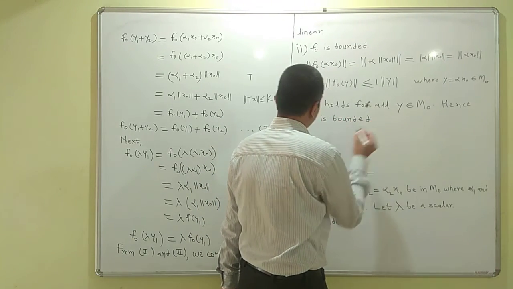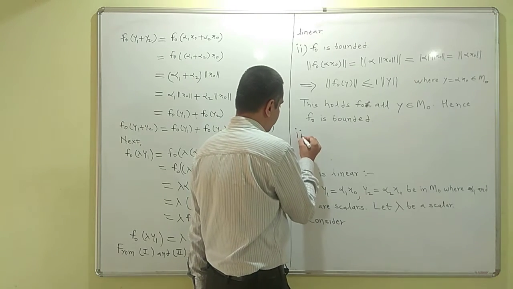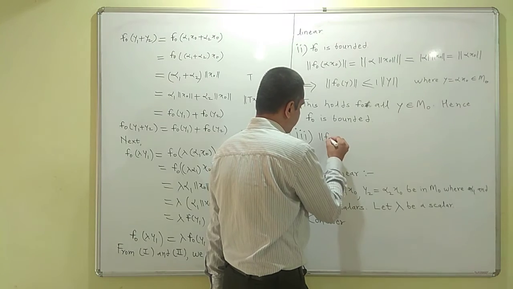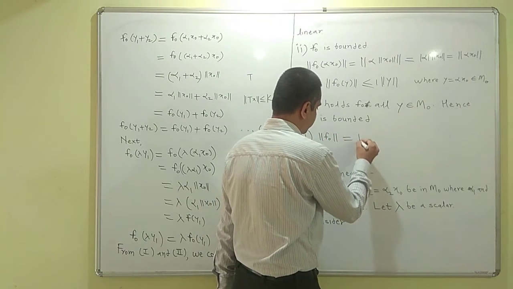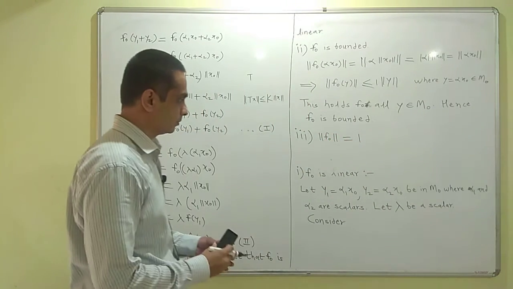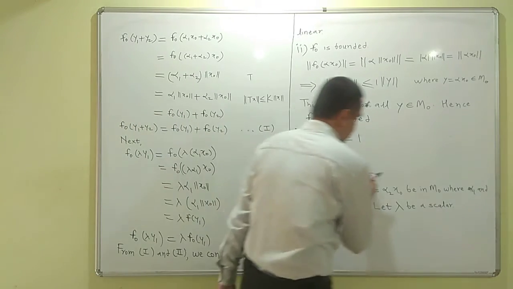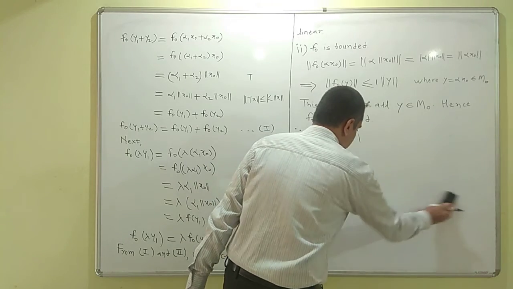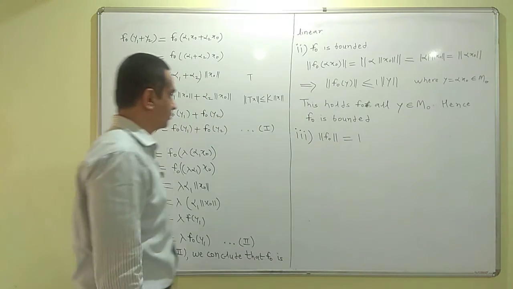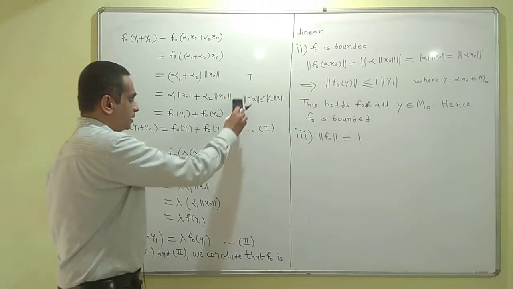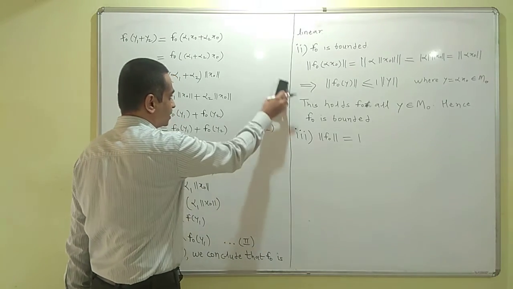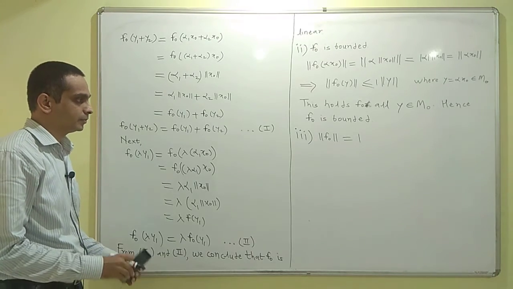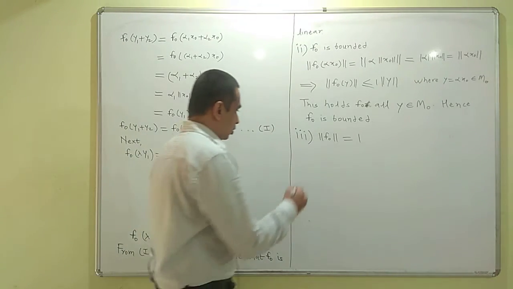Finally, we have to prove that norm of f0 is equal to 1. Recall that f0 is a functional. It is a functional because we have proved that it is linear and bounded on M0. So what is the norm of f0?